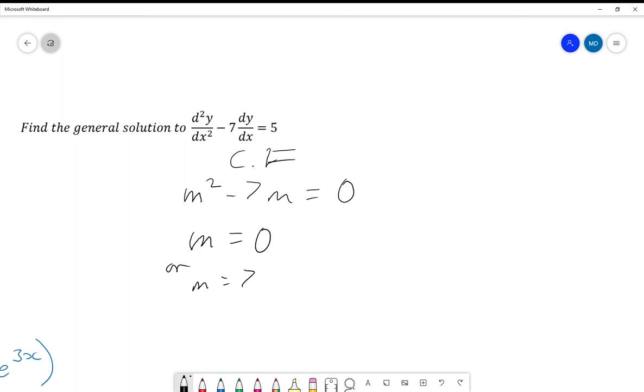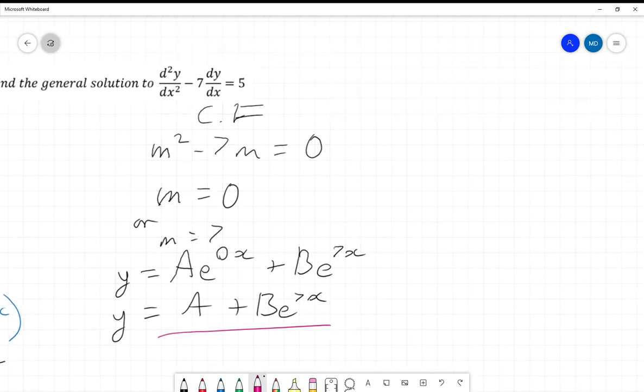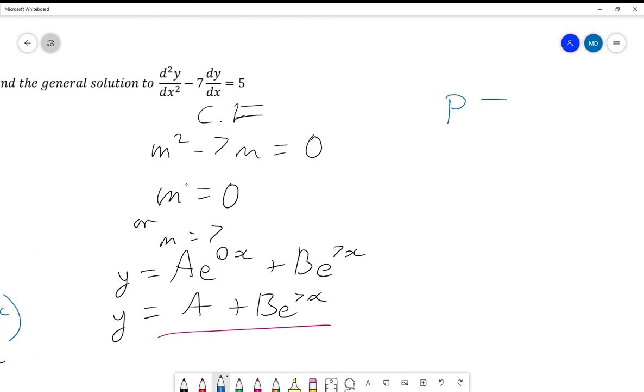And so we get our complementary function as y equals ae^(0x) plus be^(7x). But of course, anything to the power of 0 is 1, so this actually is y equals a plus be^(7x). And that's very important. And now for our particular integral, well, we want to try y equals just some constant, so say c, but notice we've already got a constant in our complementary function, so in fact we're going to try y equals a constant times x, so cx.